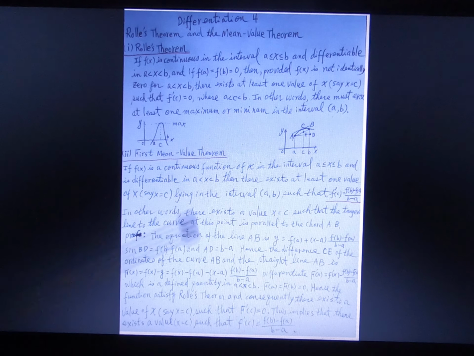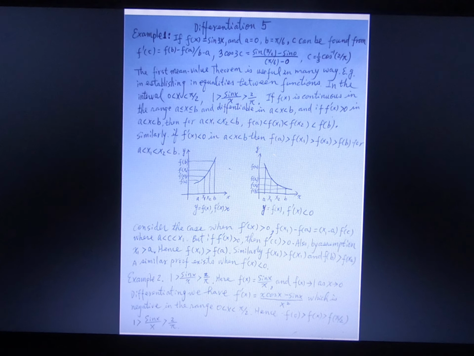Later on, I will show you in the book the extended mean value theorem. These are giving you some examples. For example, the differentiation of f(x) equals sine 3x is like this. And this is another example here.